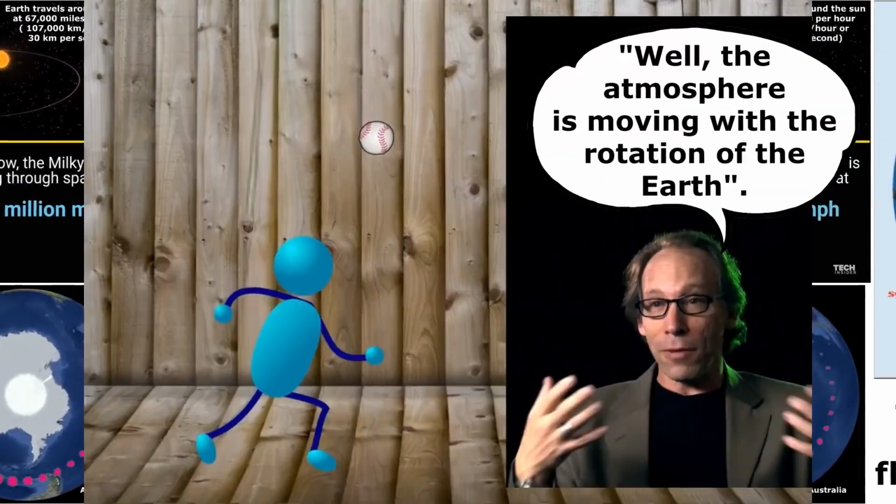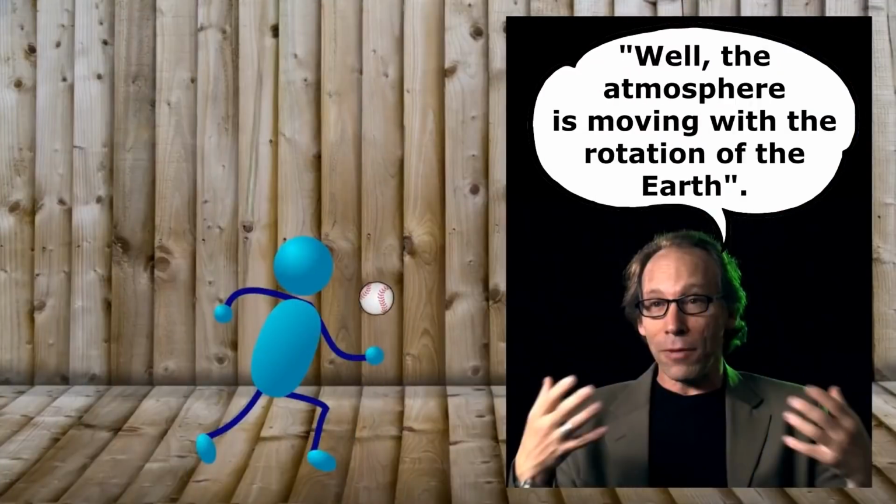Now, the expert will come along and say the following. Well, the atmosphere is moving with the rotation of the Earth. I've heard these arguments before. It's kind of hard to believe this is what's going on, but there are also some contradictions within the heliocentric model. Let's look at one of them.